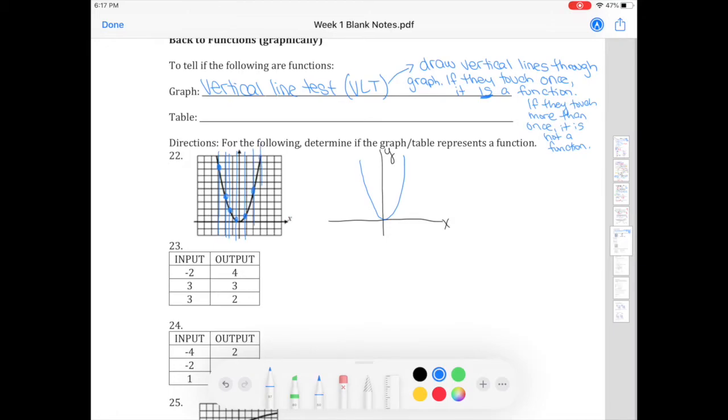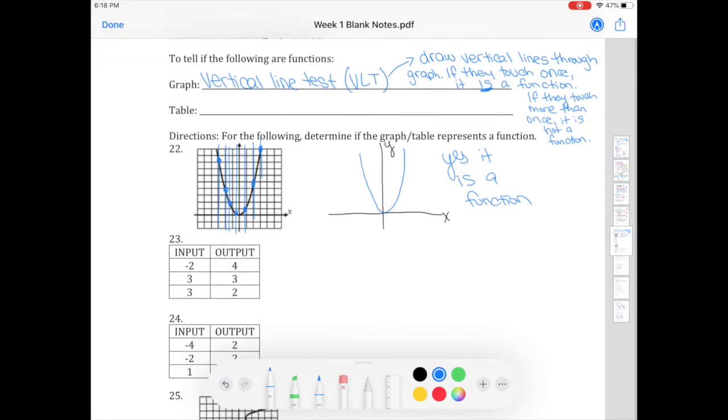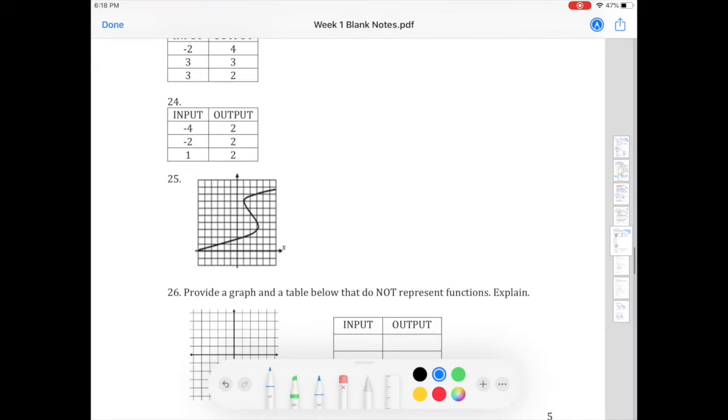The first vertical line I drew touched once, this one touches once, this one touches once, and I can keep drawing vertical lines. It's only ever going to touch it once, which means yes, it is a function.